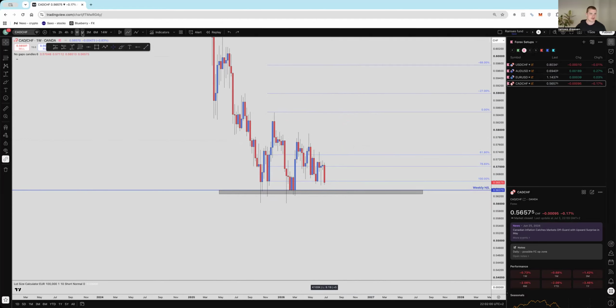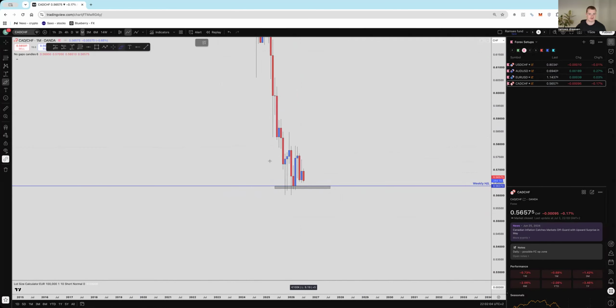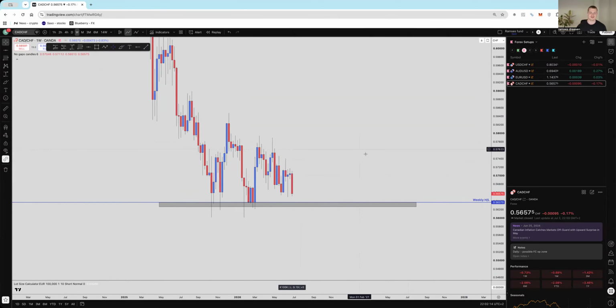Now, for more confirmation, I can also see on the monthly that we have a lot of buying liquidity here. One, two, three, strong impulses. So waiting for my zone to be tapped to look for a long setup.